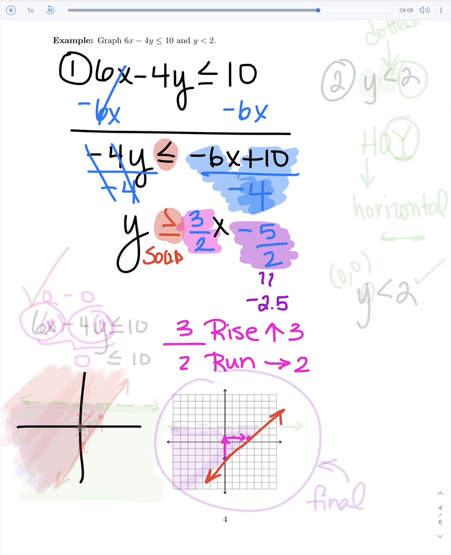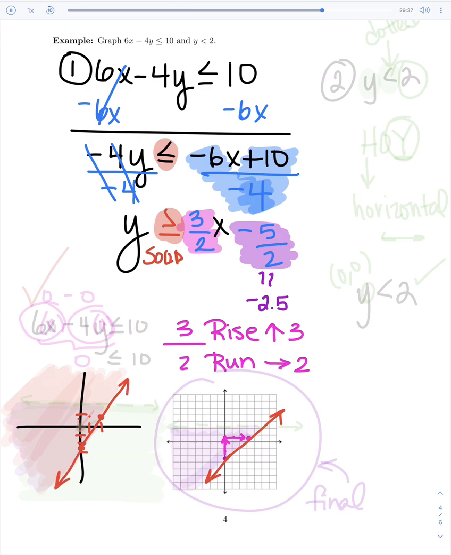So I'm also going to draw the same graph over here on the left on a little mock-up. Again, remember to graph it. I went down to around negative 2.5. And then I went up 3. 1, 2, 3. And then over 2. 1, 2. And we drew a solid line because of the equal to.